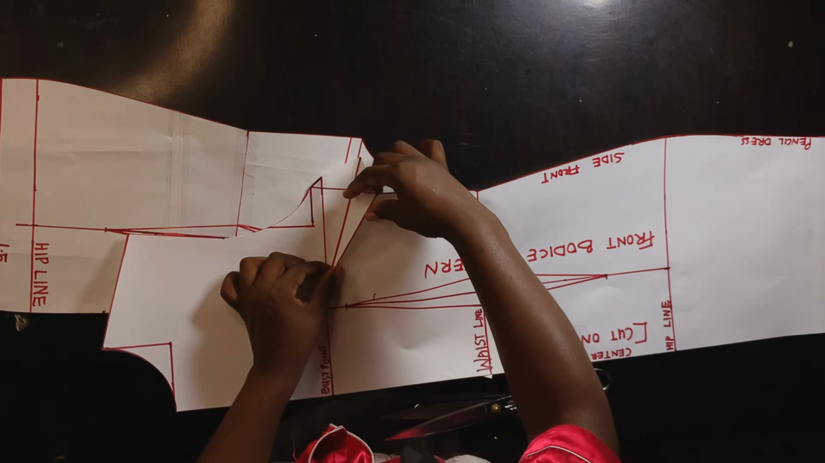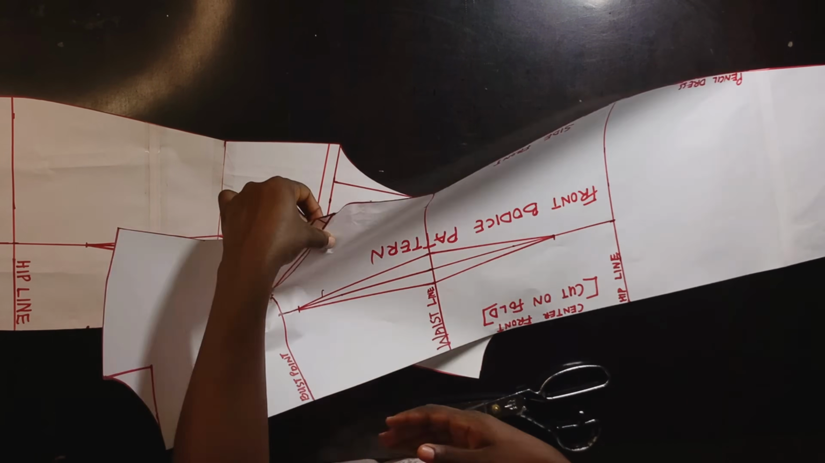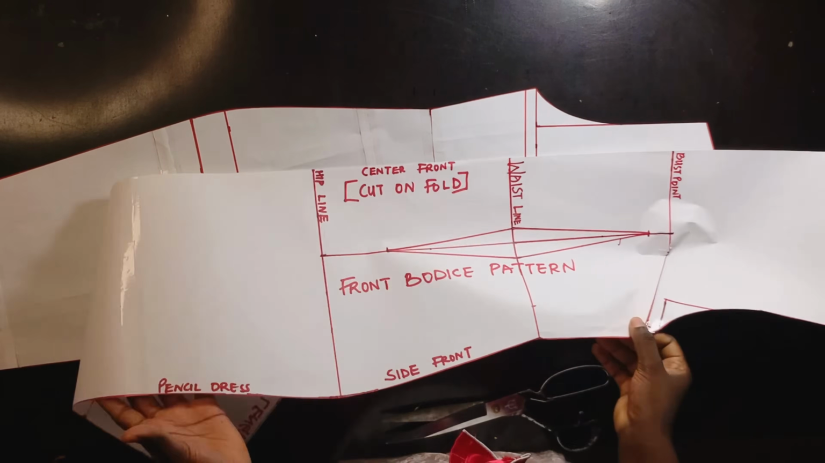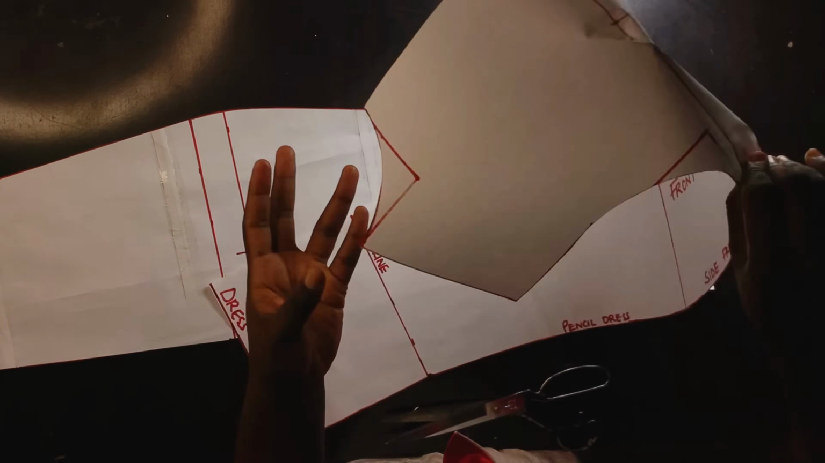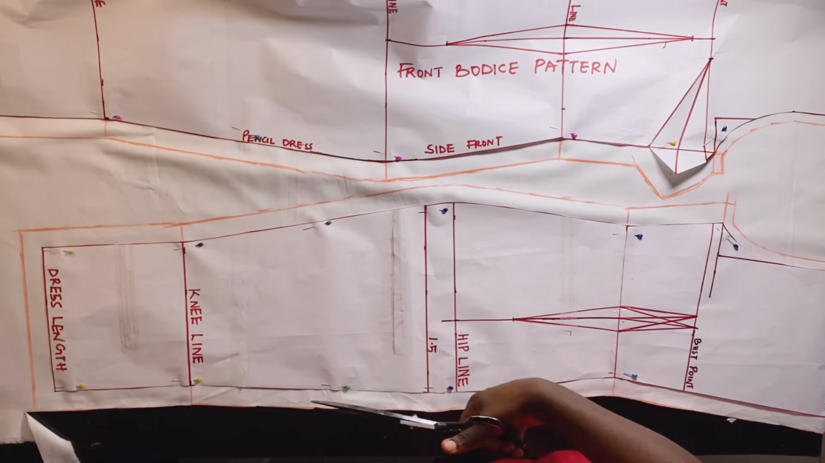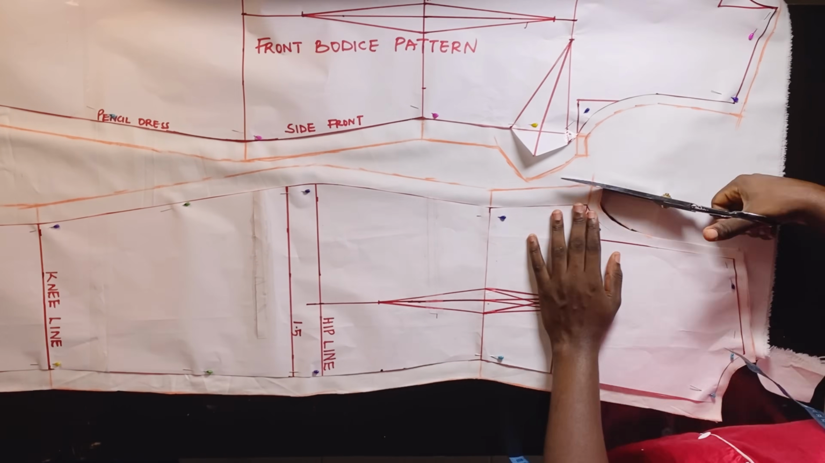If you fold in your bust dart, you would notice that we basically have a space for our bust to sit in. Can you see that space that forms when you fold in your bust dart? At this point, I would have to stop here because this video has gotten too lengthy.